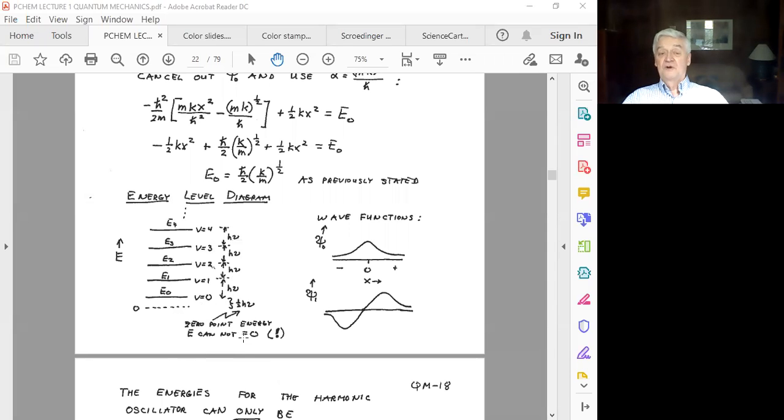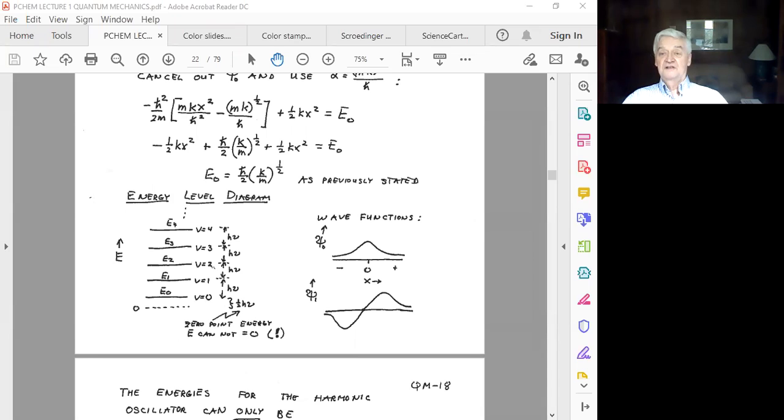So later on, when we start talking about molecular vibrations, it's going to seem crazy but you can never stop molecules from vibrating. They're going to keep on vibrating. They will always have at least this minimum amount of energy. And this won't be the only problem that will have 0-point energies.